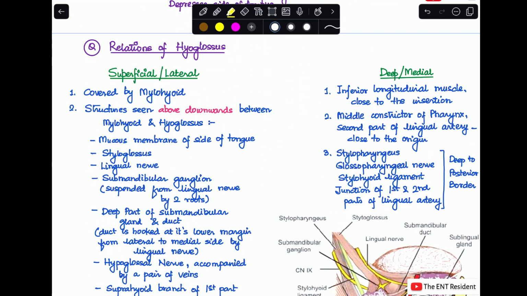Now we'll talk about a very important question: the relations of hyoglossus muscle. This in itself can be a short question in your theory papers in anatomy, and it can even be asked in your viva in case you have a case related to the tongue. So, the relations of hyoglossus can be divided into two parts. One would be the superficial or the lateral relations, and the other would be the deep or the medial relations. Now, first we'll talk about the deep or the medial relations. This is something you may have to just mug up a little bit to remember.